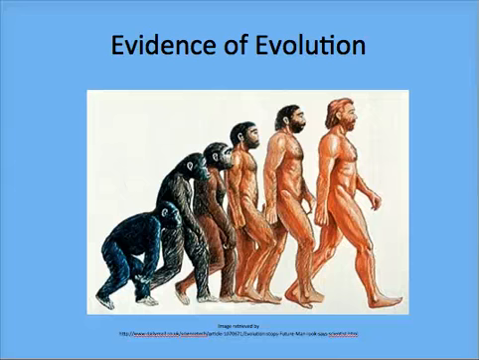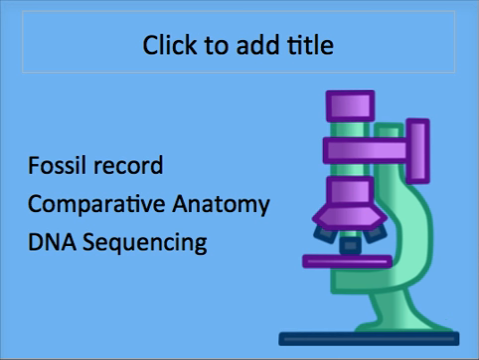In the 1800s, Charles Darwin proposed the idea of natural selection to support his belief in the controversial subject of evolution. Since then, scientists have used the fossil record and comparative anatomy to support the theory of evolution, and more recently, DNA sequencing has given us the ability to see just how closely different species are related.